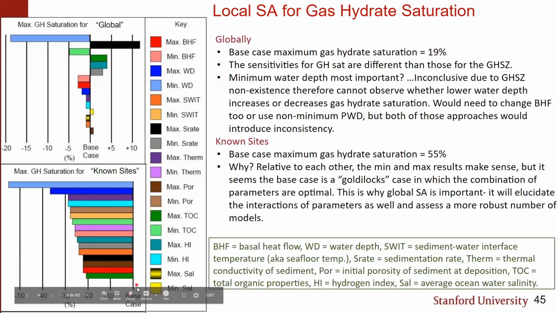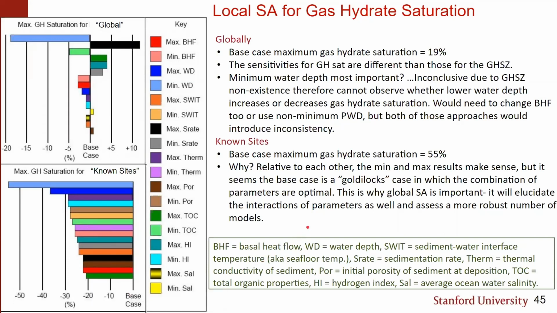Now, the reason we think that is because the base case is somewhat of a Goldilocks scenario where you have a very high saturation, and when you perturb the system, it results in lower saturations. But relative to each other, the input parameter relationships make sense. So for example, when you have a low total organic carbon, you have a lower saturation compared to the base case model. But when you have a higher TOC value, you still have a lower saturation than the base case, but it's not quite as low. And this makes sense relatively speaking.